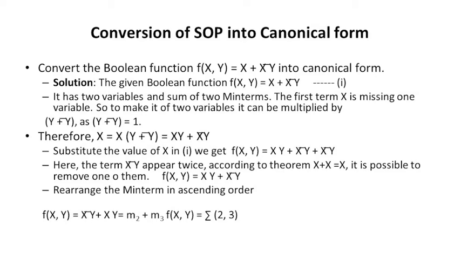Rearrange the minterms in ascending order. It will become x bar y plus xy, that is m2 plus m3. So the answer is 2, 3.